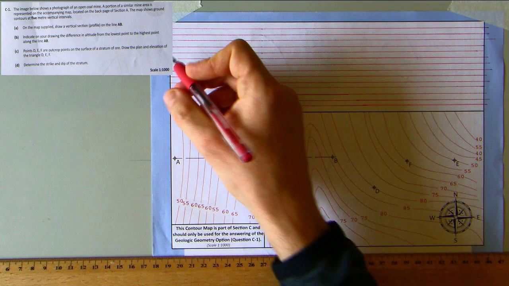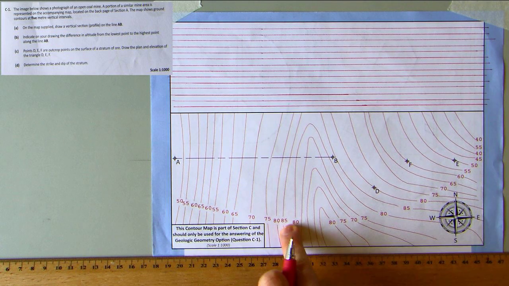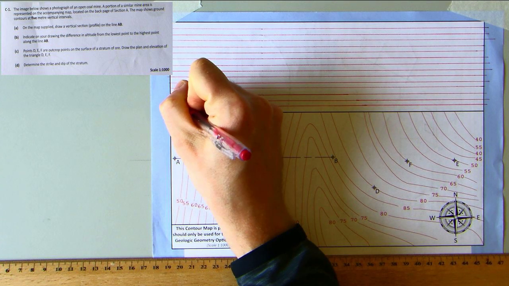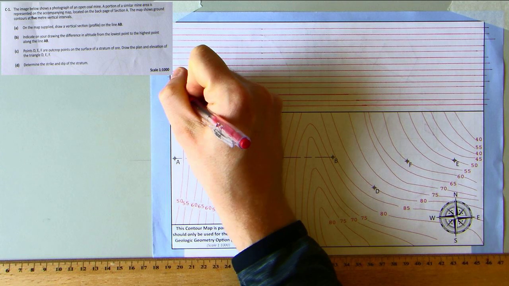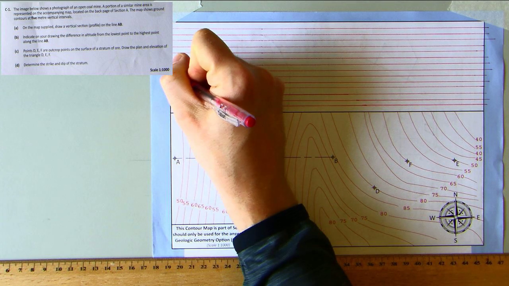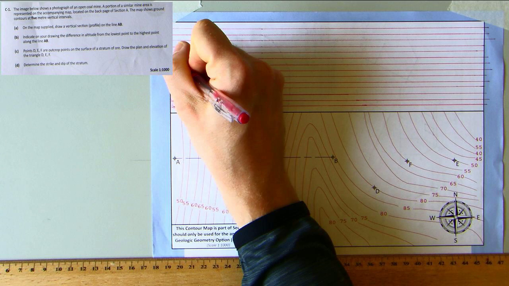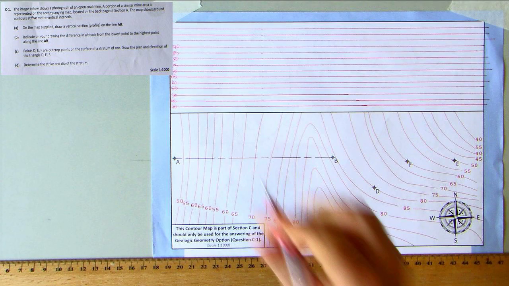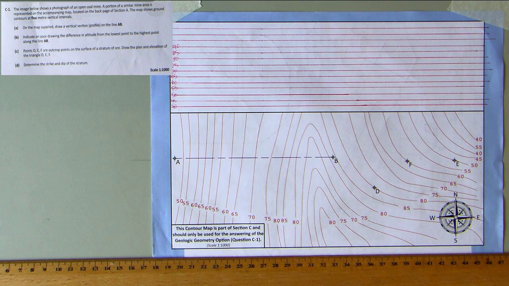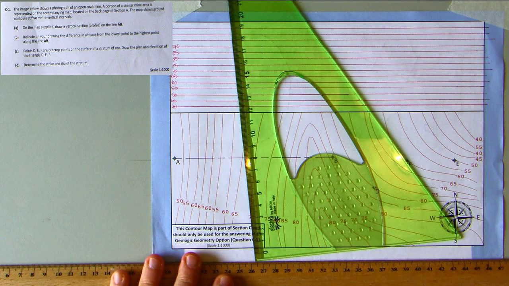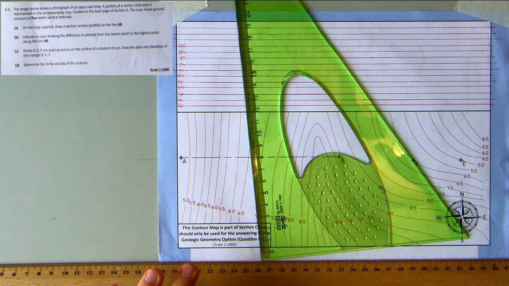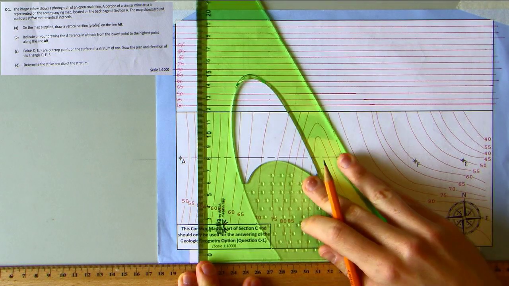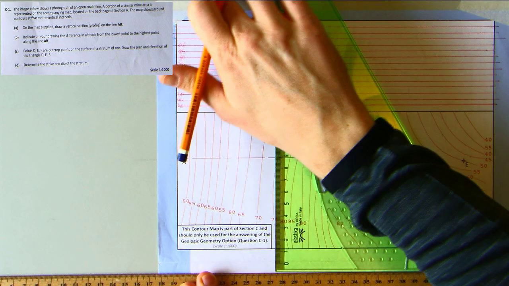So what I do is our lowest contour is on 40, our highest contour is on 85, so I'm going to go up at that gap rate: 40, 45, 50, 55, 60, 65, 70, 75, 80, 85 and 90. Okay, and it's important that you label these in order to get to grips with the question and to understand it fully.